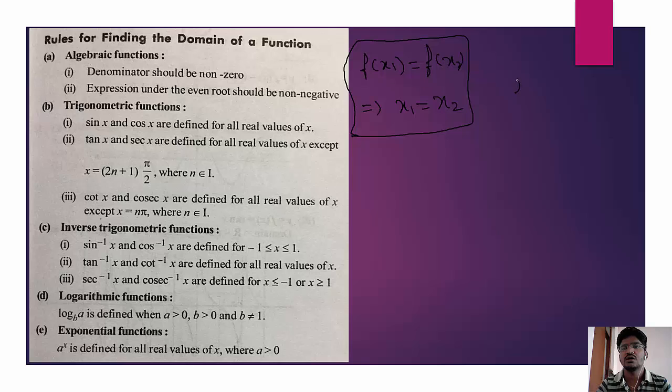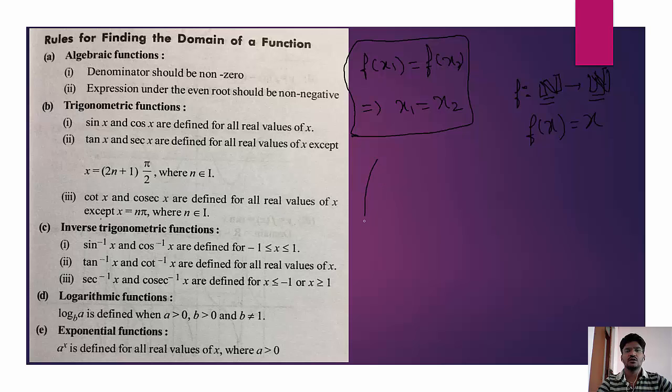For that I will take f from natural numbers to natural numbers, defined as f of x equal to x. So if the function f of x equal to x is defined, let us see how it is going to be 1-1. Here the domain is the natural number set, and the codomain is also the natural number set.